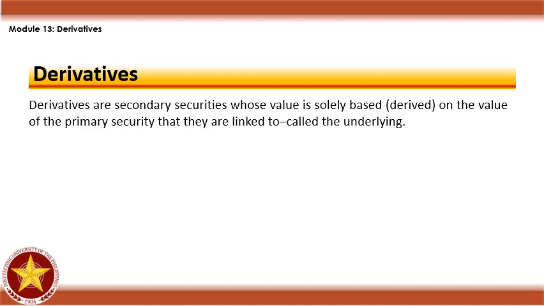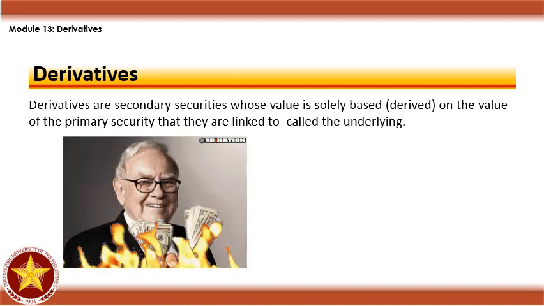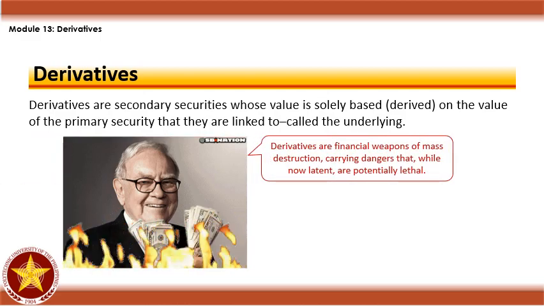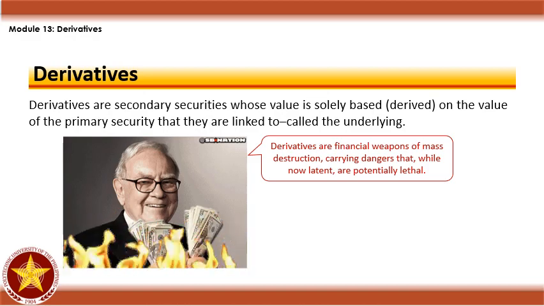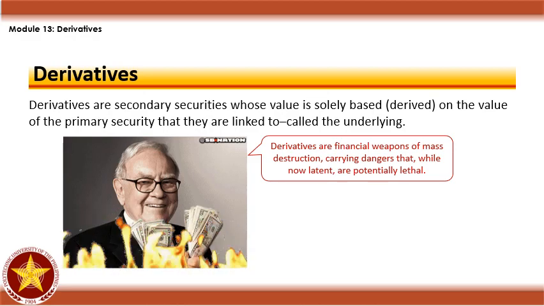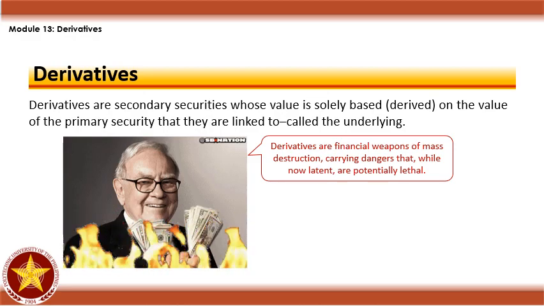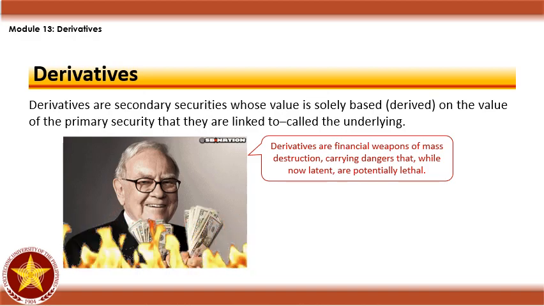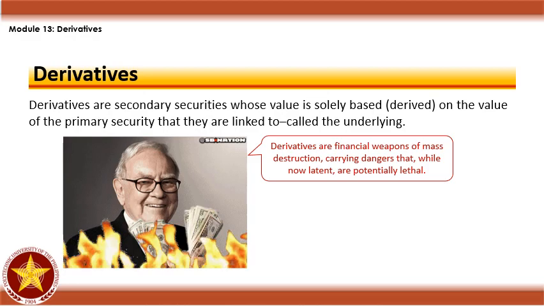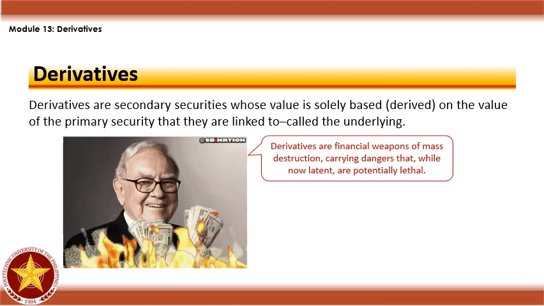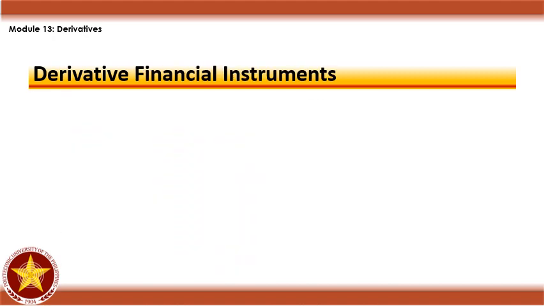Ang tawag doon, derivative. Sabi ni Warren Buffett, derivatives are financial weapons of mass destruction, carrying dangers that, while now latent, are potentially lethal. So, we all know who Warren Buffett is. And for him to say, ito yung one of the most famous quotes from Warren Buffett talaga. Kasi sabi nga niya, derivatives, ganun kalaki yung pwedeng maging impact niya. It can be potentially lethal.